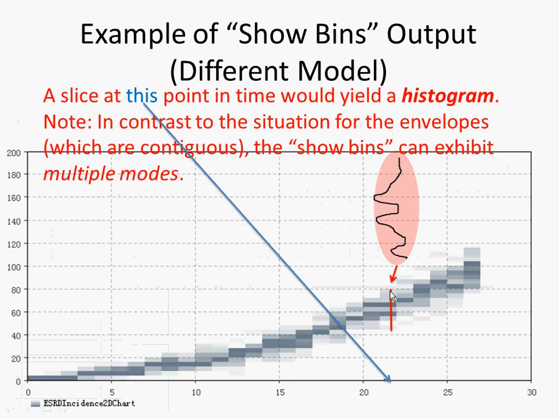And the show bins method will actually show you the count using different levels of darkness for each of those bins within the diagram. So it will show you these bins in this grid that have been accumulated, how big they are. The darker they are, the bigger the count. Okay, so that's the show bins. Let's talk about show envelopes.